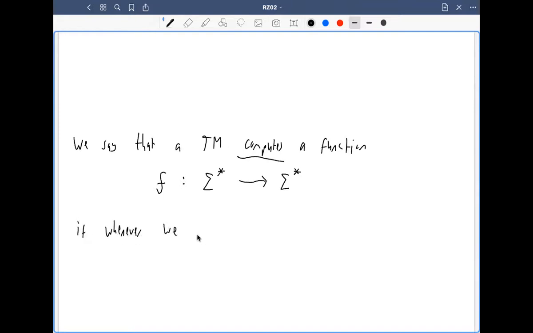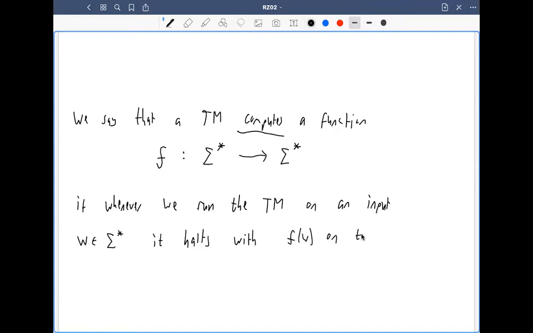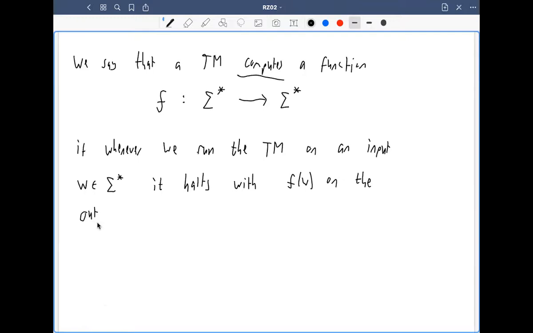whenever, it's just the obvious thing, almost, whenever we run the Turing machine on an input W in sigma star, it halts with f of W on the output tape, on the tape. There's only one tape.